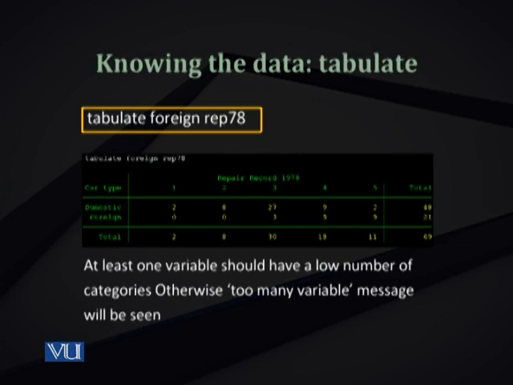So at least one variable, remember, should have a low number of categories, otherwise you will get a message of too many variables. For example, if you write table 8 price MPG, price has many categories. So you will not get tables, or you may get error messages or messages like there are too many values, too many cells, it can't be displayed, etc.